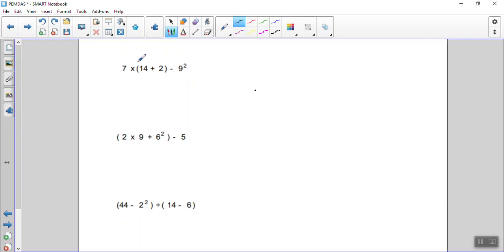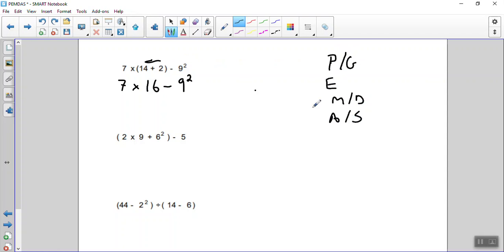This one. So again, the parentheses and grouping is first. So we have this parentheses here that we need to do first. So we're going to have 7 times 14 plus 2 is 16 minus 9 squared. Again, now it's E. I'm going to write it here. Now we look for exponents, and we have an exponent, so we need to take care of that. So we have 7 times 16, and then 9 squared is 81.